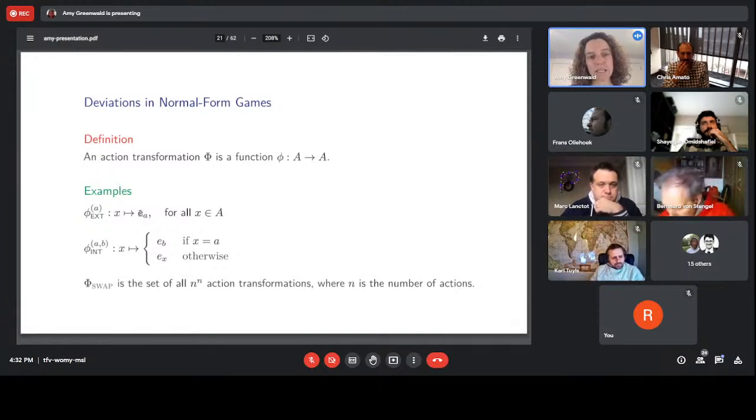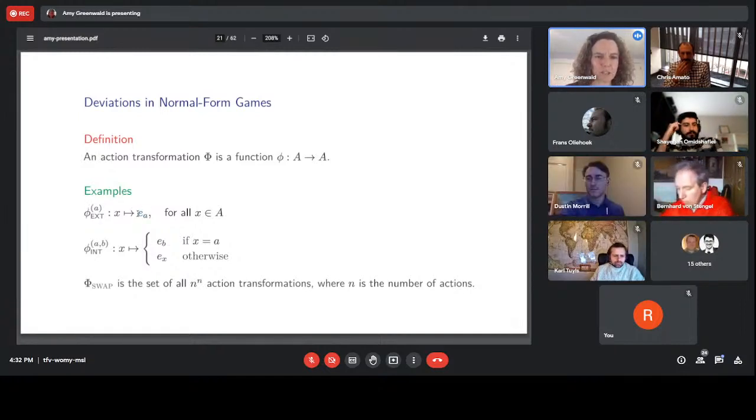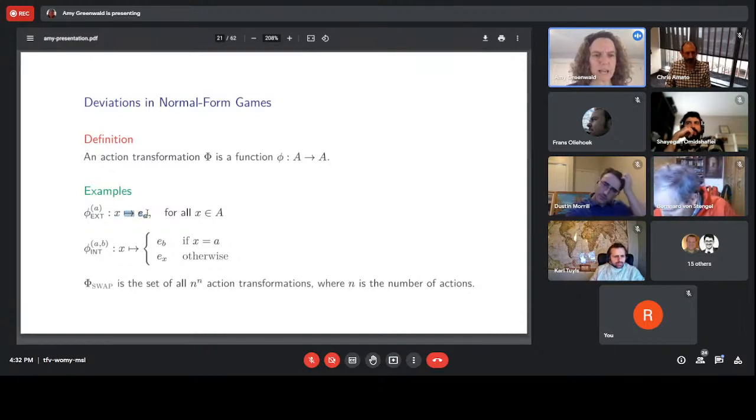And so when I write e sub A, that's the basis vector with a 1 in the A component. Okay, so I'm just thinking of my strategies. Oh, well, I guess this should be delta A up here, right? I'm thinking of my strategies as probability distributions over my actions. So the external transformations transform anything to some fixed action.